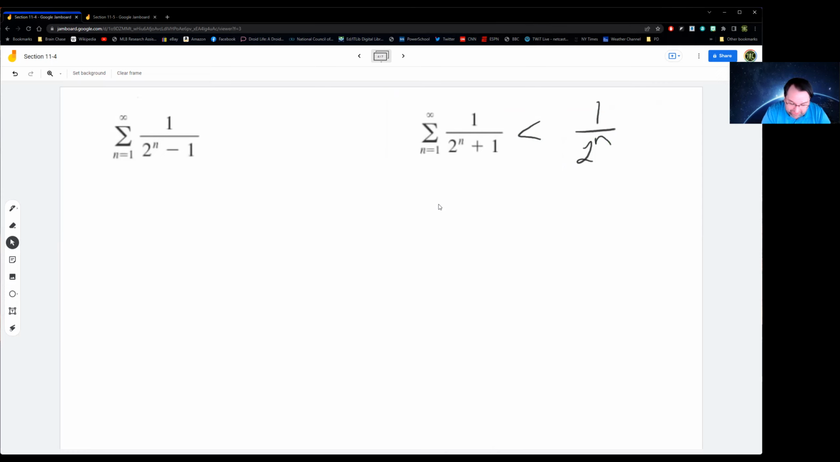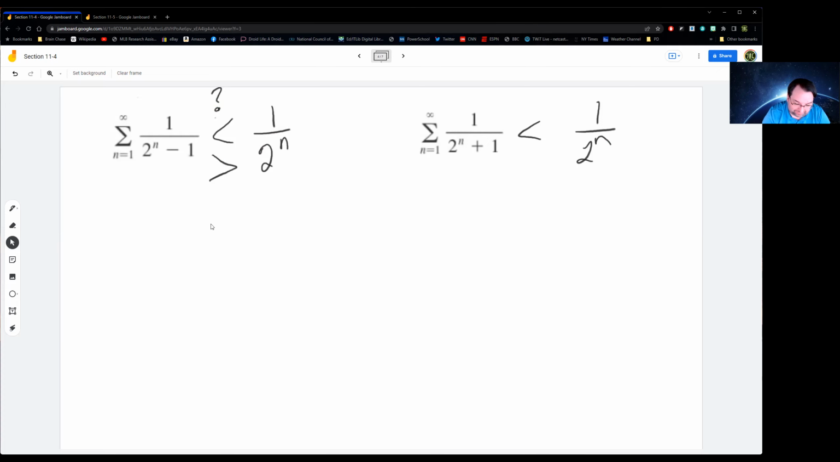So the question is, if we did the same concept, this would also be 1/2 to the n, right? However, is it less than or greater than? That's the question. So if I'm subtracting 1, is this one going to be less than that or greater than that? Should be greater than. Going to be greater than. That is correct.